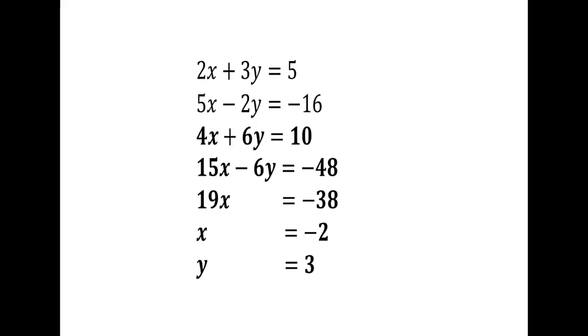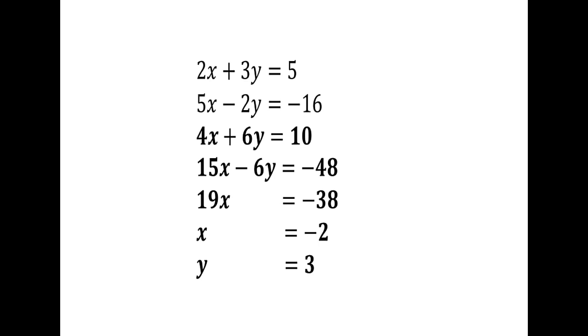Example number 3, you have 2x plus 3y equals 5, 5x minus 2y equals negative 16. Here they are not the same. The y values and x values are not the same. So you must ensure that the y values are the same by multiplying the first equation by 2 and the second equation by 3. So you get 4x in the first equation plus 6y equals 10. Then when you multiply the second equation by 3, you get 15x minus 6y equals negative 48.